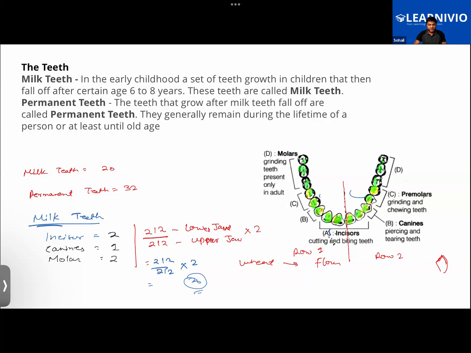Okay, now. What is the total number of teeth in an adult person? 32. Very good. While in a child, that will be 20. Good.